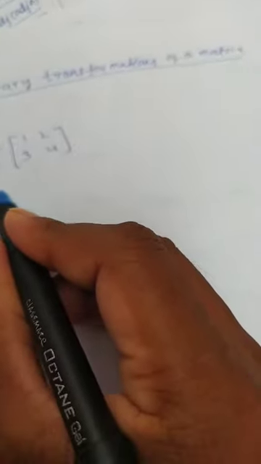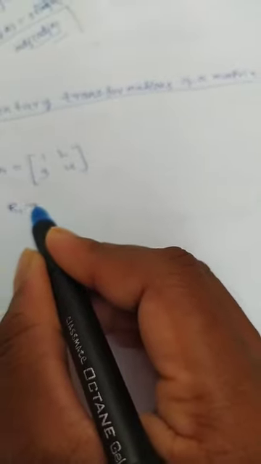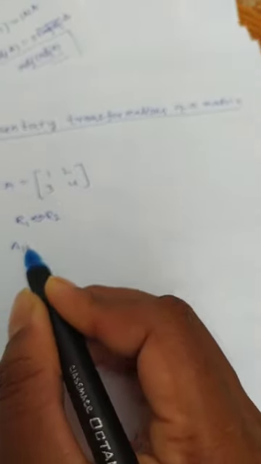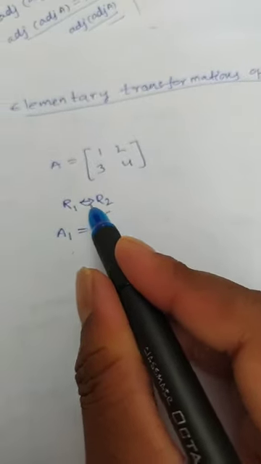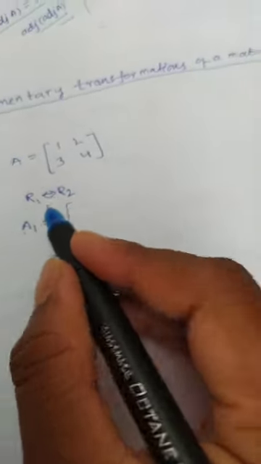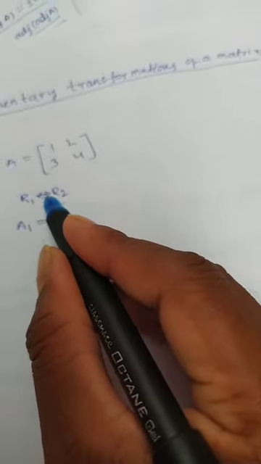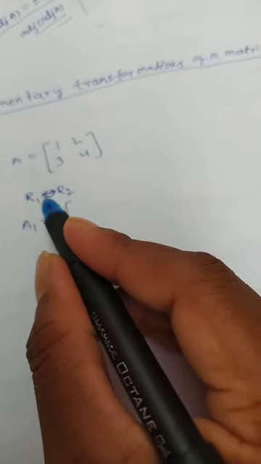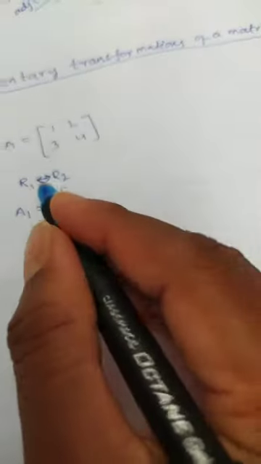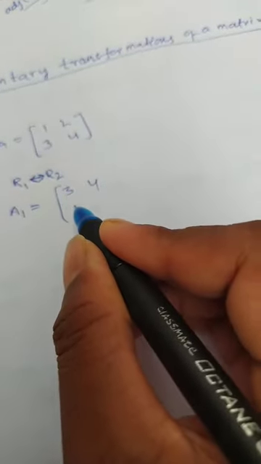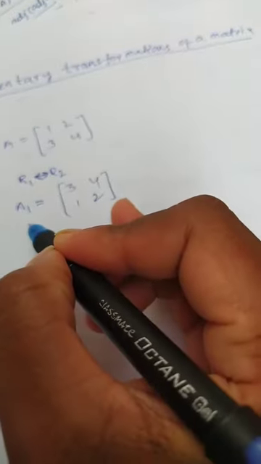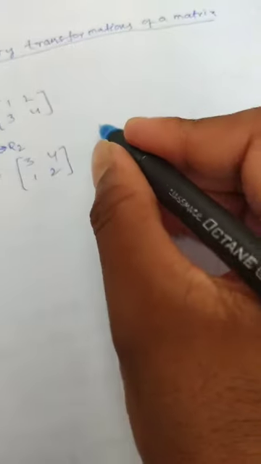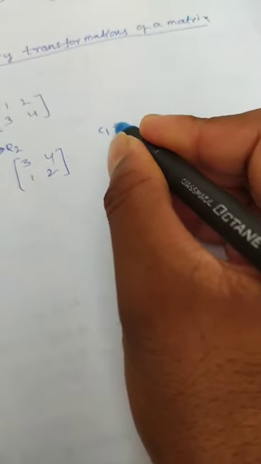Suppose I am interchanging the first row and second row. So you will get a new matrix. Suppose I am indicating it A1. Interchange the first row by the second row. When you are interchanging the first row and second row, use this symbol; this is the notation to interchange the two rows. So you will get 3, 4, 1, 2. Now matrix A is transformed to A1 by using a row operation. You can use column operations also. Suppose I am using C1, C2.